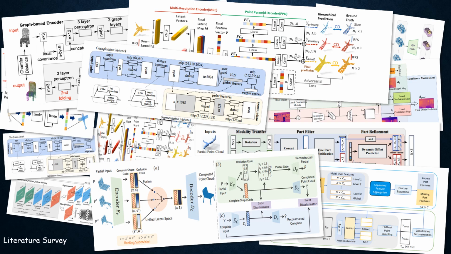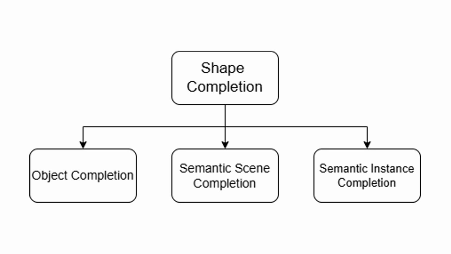There is a lot of work in the area of point cloud completion. Here is how we define the scope for our literature survey. Point cloud completion is part of the larger field of shape completion. Shape completion infers the complete geometric shape of an object or a scene from a partial input of any 3D data type, like mesh, voxels, or point clouds.